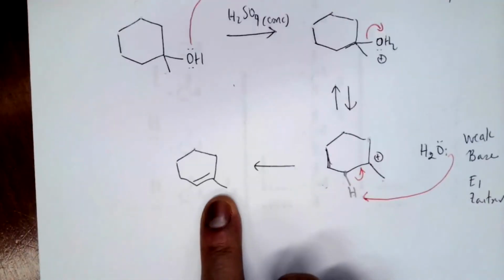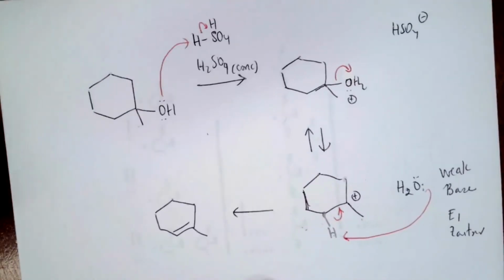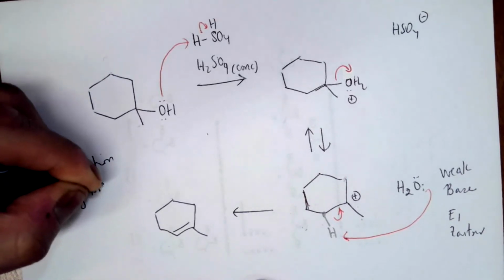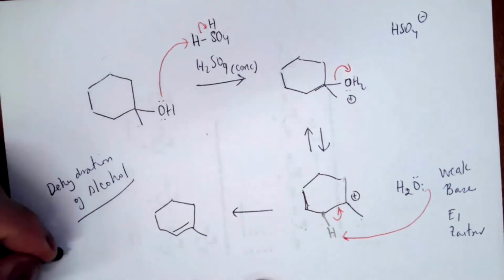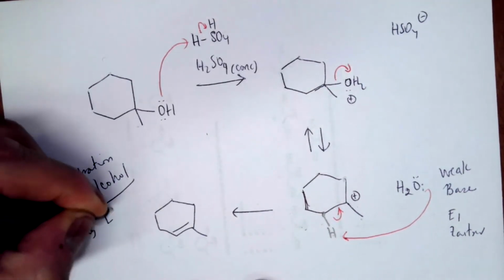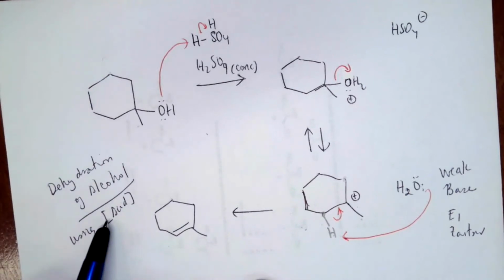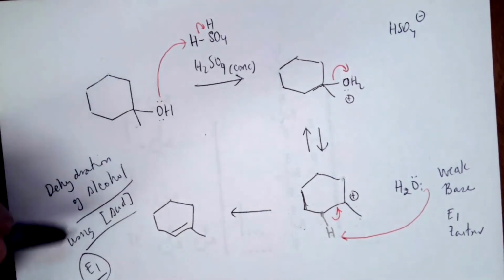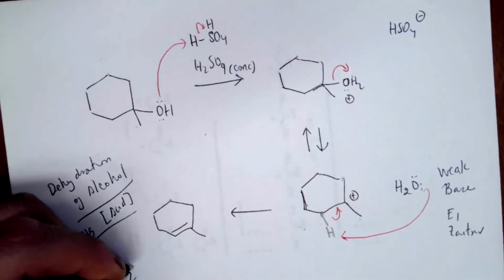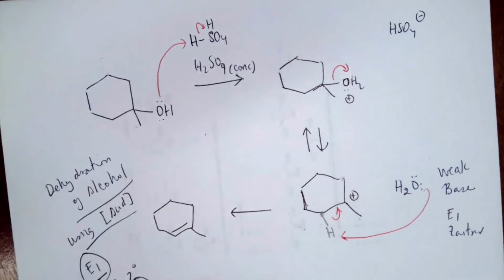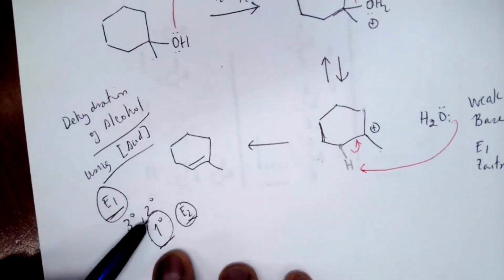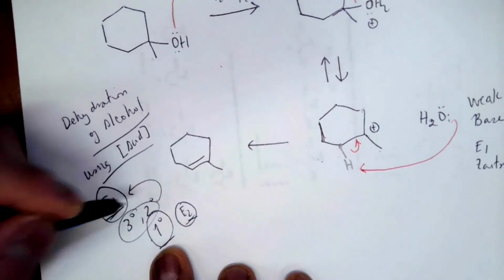Okay, that's the product. This is called a dehydration of alcohols, using concentrated acid. Anything that you see between brackets is always going to be concentrated acid. And then it goes through an E1 reaction, if you have a tertiary alcohol or a secondary alcohol. If it's a primary alcohol, I think it goes through an E2 reaction because it cannot form carbocations. Tertiary and secondary alcohols go through E1.